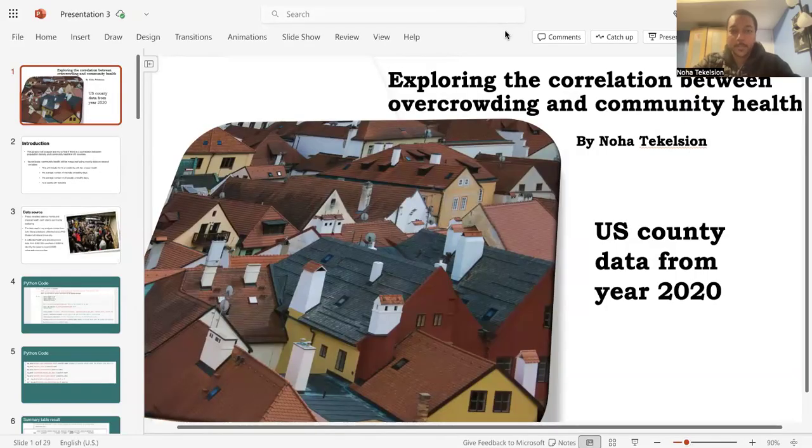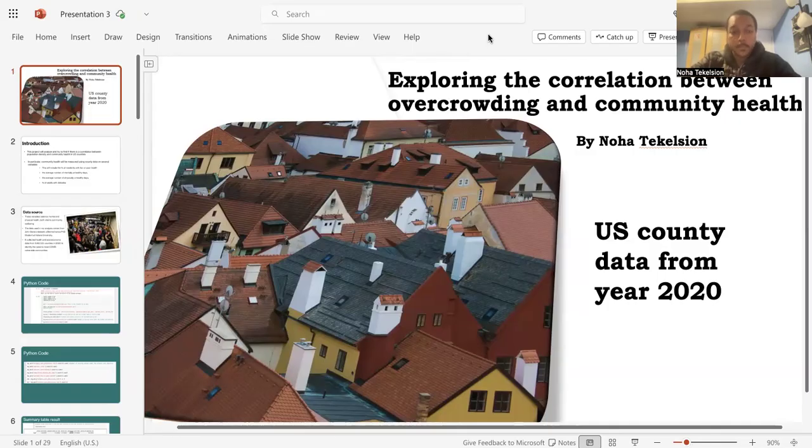Okay, let me start on this project now. This project is exploring the correlation between overcrowding and community health. Basically, I will be analyzing and trying to find if there's a correlation between population density and community health in U.S. counties.